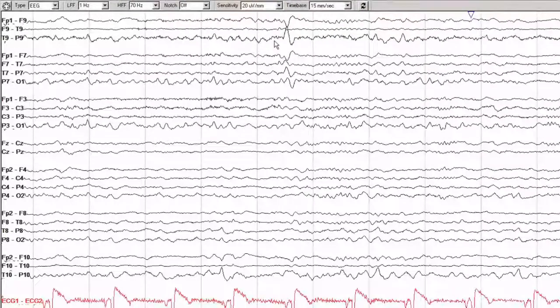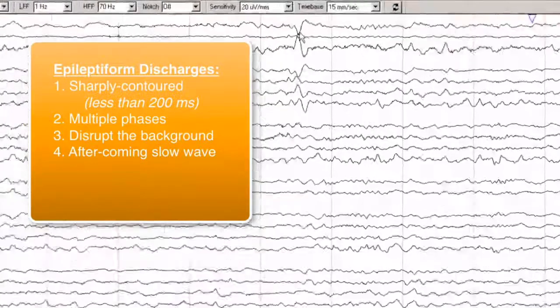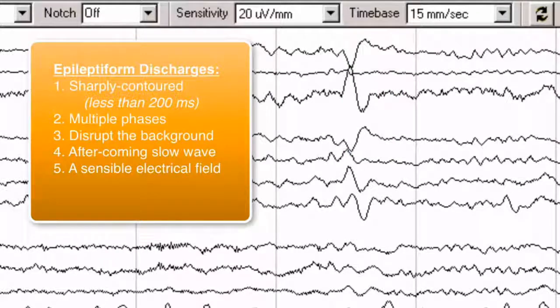We can see that this discharge clearly stands out from the background, and there is a disruption in the background before and after the sharpest component of this discharge. In general, there should be an aftercoming slow wave after epileptiform discharges. Again, we can see this here, here, and here. Finally, there should be a field that makes sense.